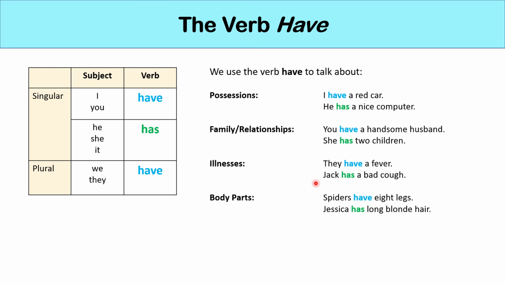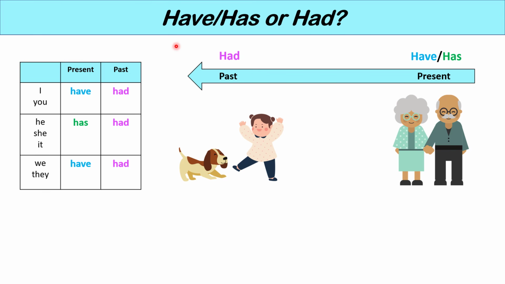Now for Jack and Jessica, we have to say has instead of have because Jack is a he and Jessica is a she. So when do we use the word had, and what's the difference? Well, in the present tense, we use have or has. But in the past tense, we use had. And we use had for all the different subjects. I had, you had, he had, she had.